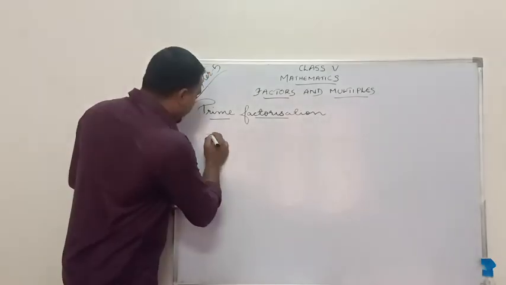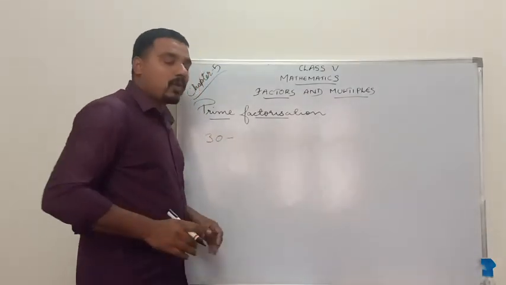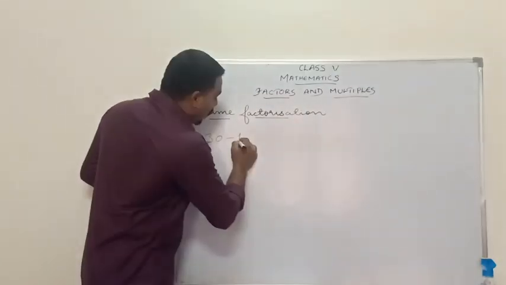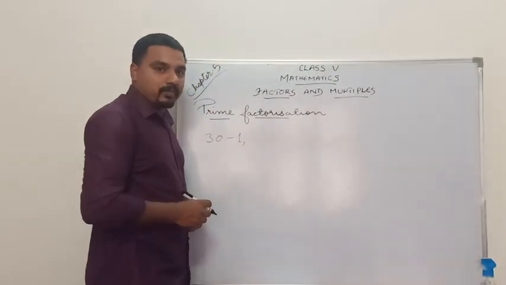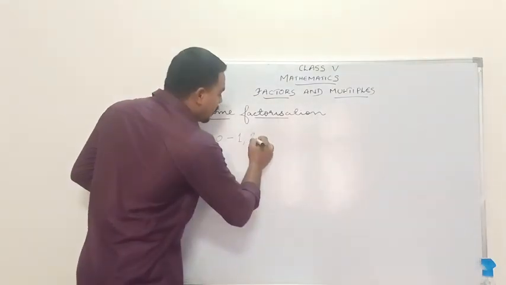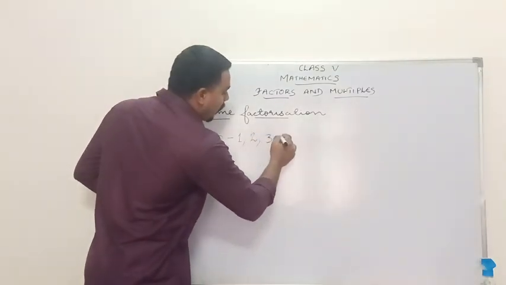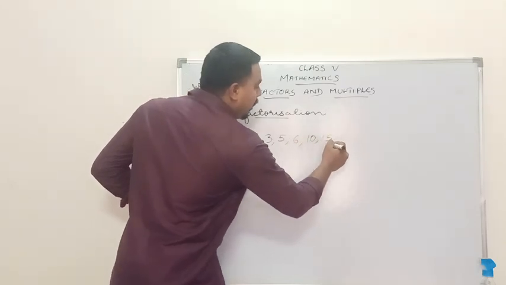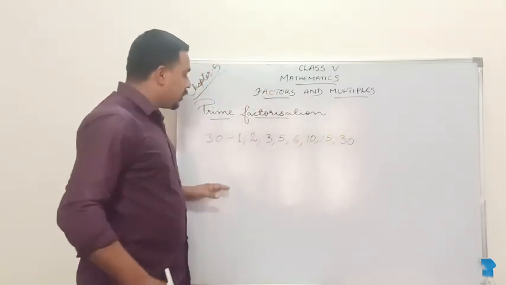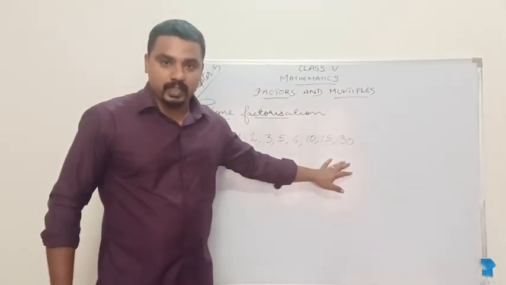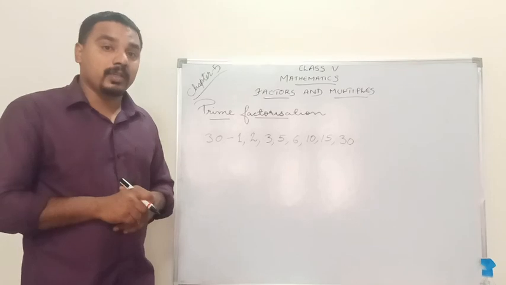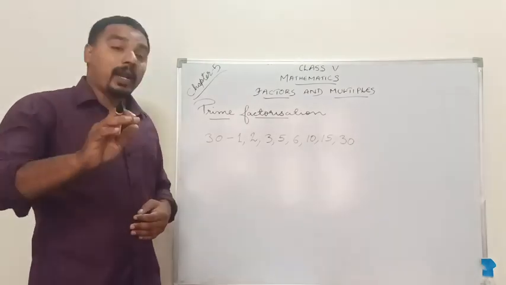Okay, 30. So we have to find out all the factors of 30. 1 is the factor of every number. Then 2, then 3, 5, 6, 10, 15 and 30. These all are the factors of 30. So we need to factorize this 30. How to factorize? We have to find out the prime factors.